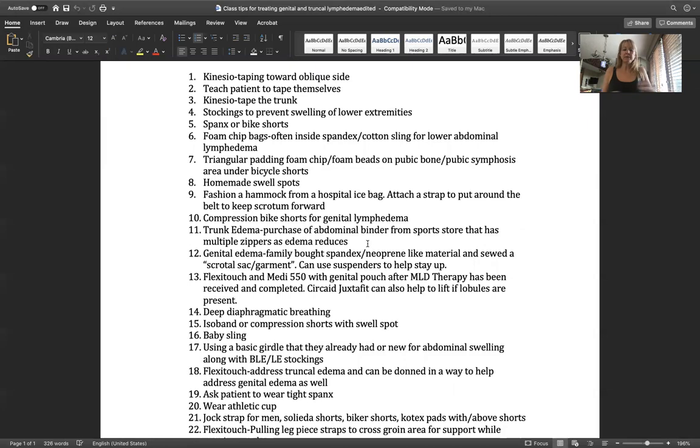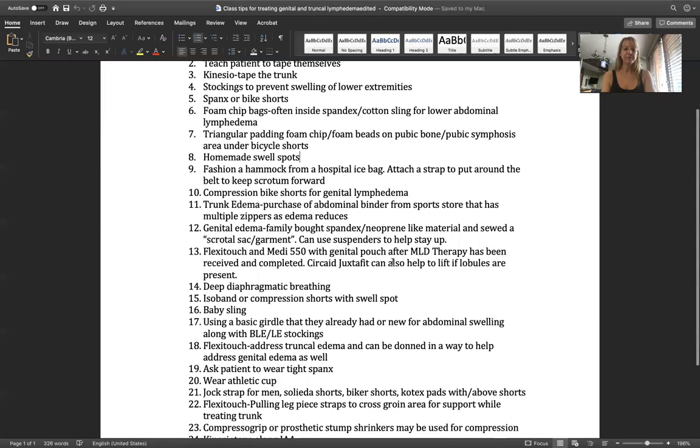For trunk edema, I have for some patients used abdominal binders, even ones, if they have zero funds, they have ones for $10 or so at Amazon. It's not ideal, but I think they're called waist trimmers. But if you cannot afford any other type of garment, those can be Velcroed together to provide some abdominal compression.